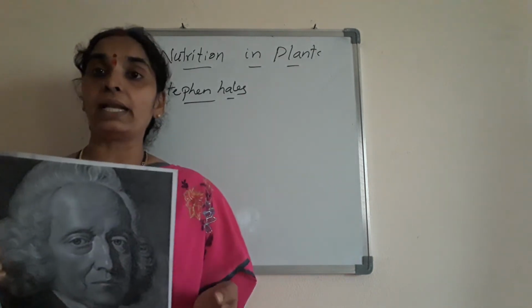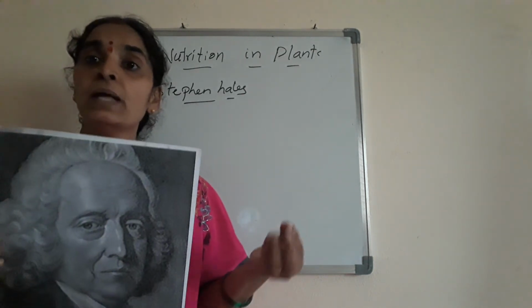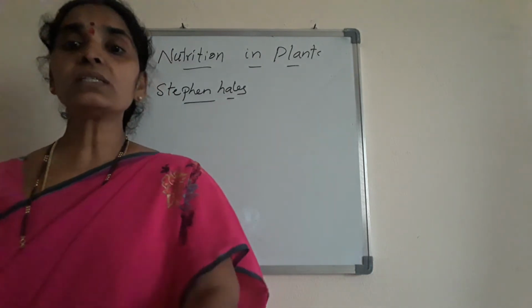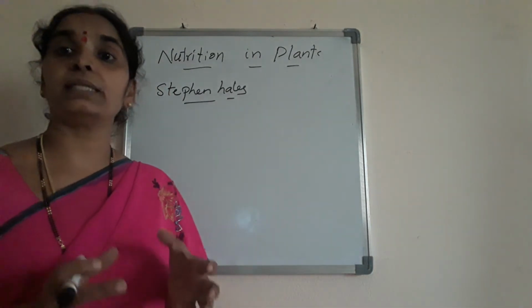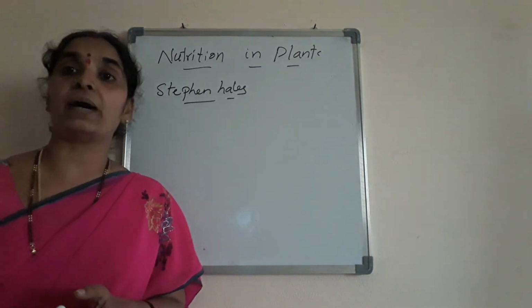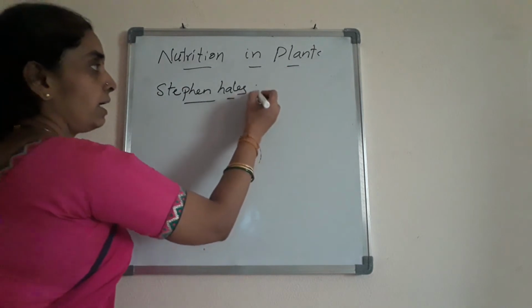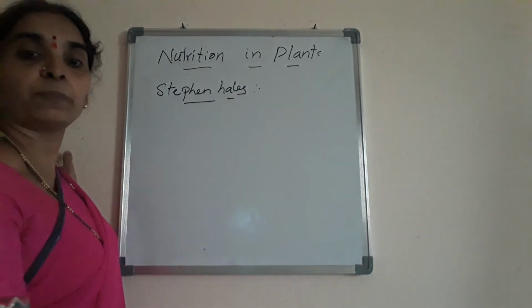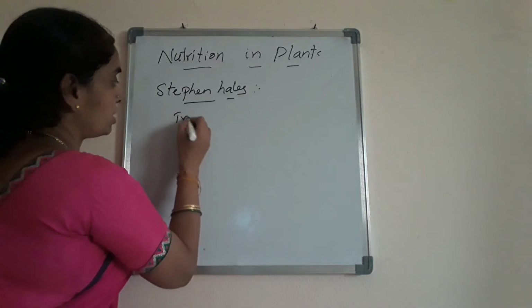He also added the role of light in the preparation of food by the plant. So here, the transpiration process and the importance of light for the preparation of food in plants were explained by the scientist Stephen Hales. What did he explain first? Stephen Hales explained about the transpiration process.